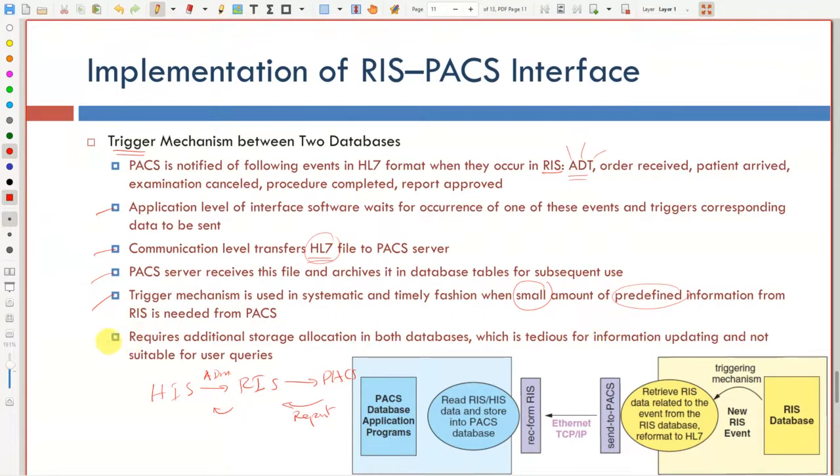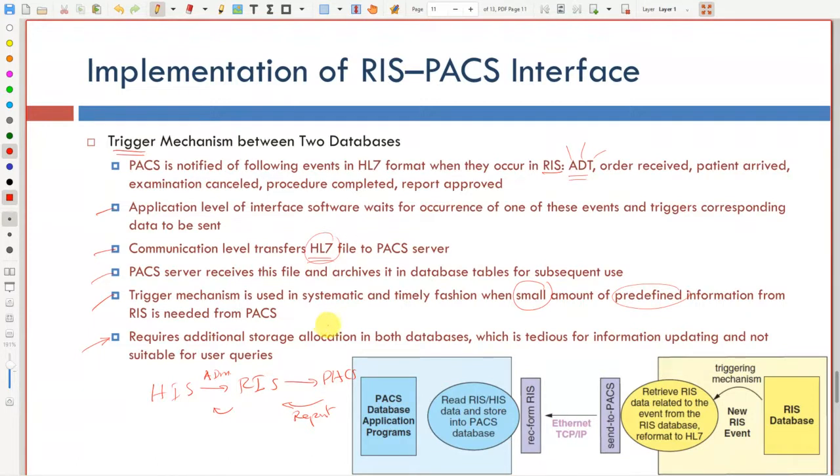Okay. The disadvantage is that you require some additional storage allocation in both databases, which is allocated for whatever messaging, whatever data you receive from the other system. You have to store it somewhere. You cannot receive data from RIS and store it in the PACS archive, for example.